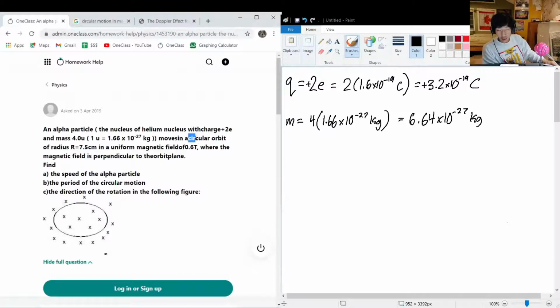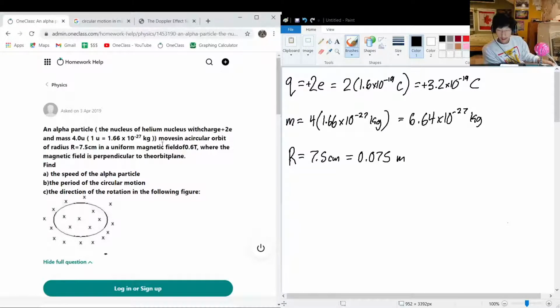Okay, it moves in a circular orbit of radius r equals 7.5 centimeters. So r, 7.5 centimeters, and we can convert that centimeters into a times 10 to the negative 2. And that will just make things a lot easier, or you can just convert this to meters basically. So that'll just be 0.075 meters. Okay, just because we want to get base SI units, they work better.